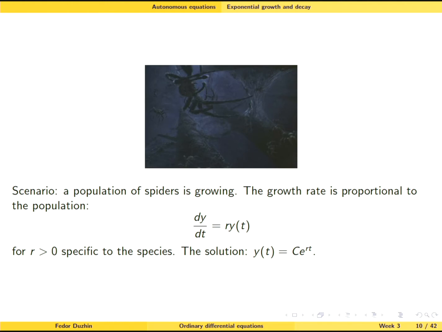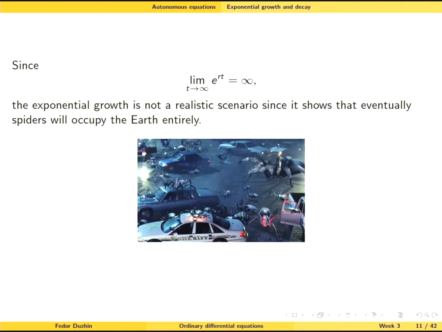Now let us talk about the very simple differential equation where the left-hand side is the derivative of the unknown function and the right-hand side is some constant times the unknown function. Right? So if the constant is positive, like in this scenario of population growth, then the solution is going to be, well, a growing exponential function. And of course, the limit of the exponential function as t approaches infinity is also infinite.